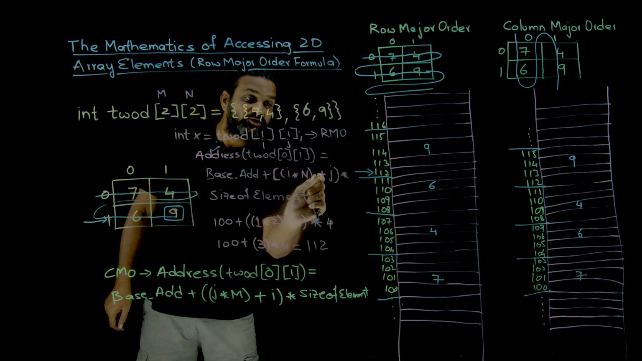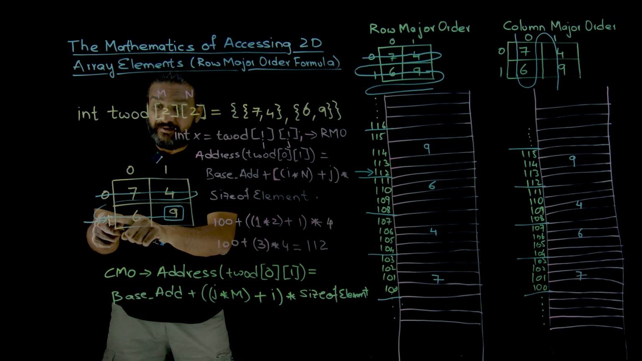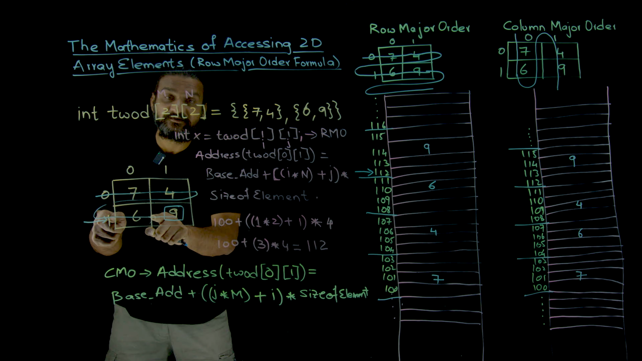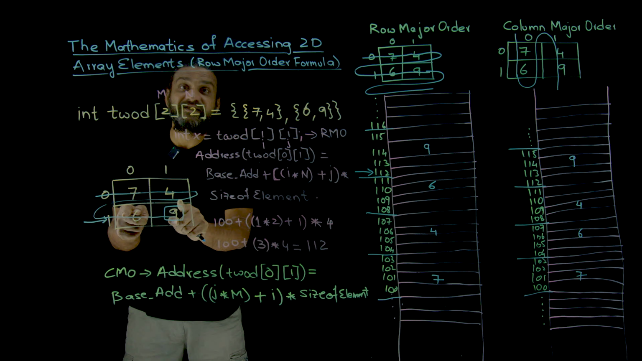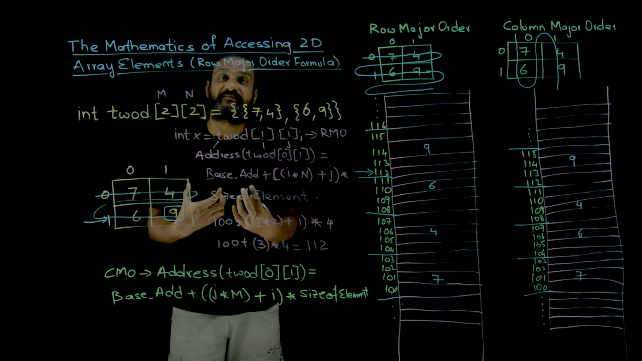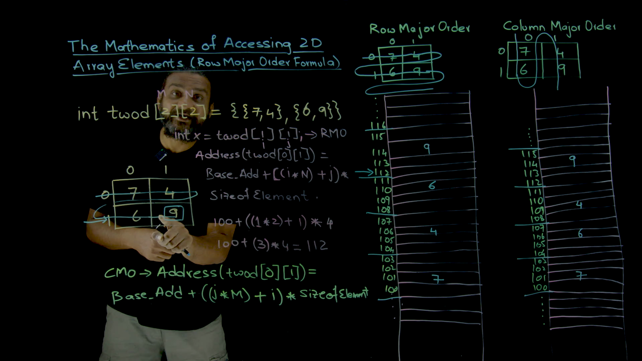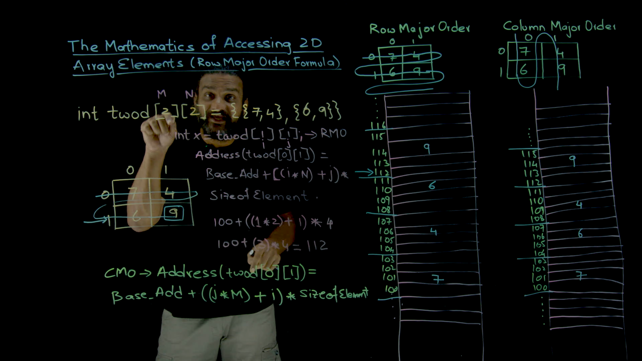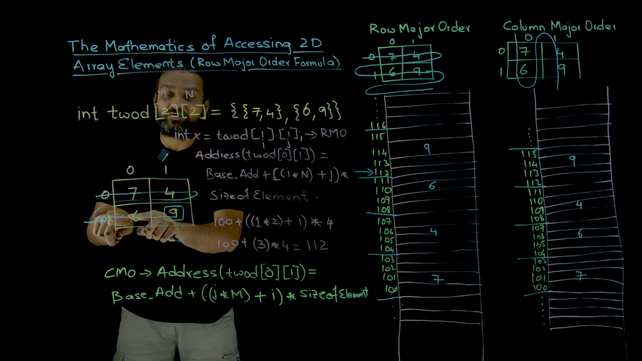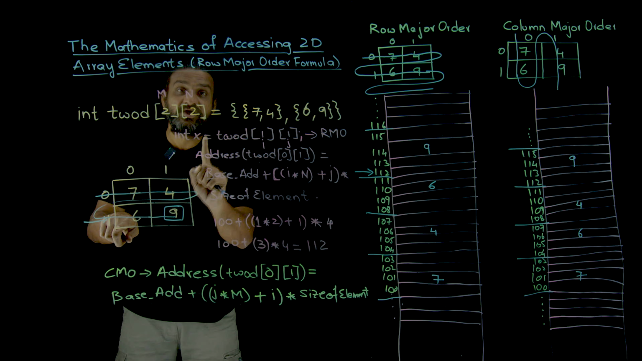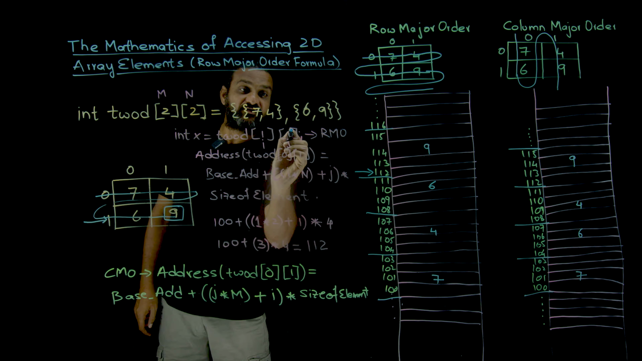Okay, so now what is this J? J is the number of elements to be crossed so that we can reach our required element. So how many elements ought to be crossed? One element has to be crossed in the current row. In the current row, in order to reach this element, how many elements ought to be crossed? One element has to be crossed. So now what is the value of J? The value of J is 1.